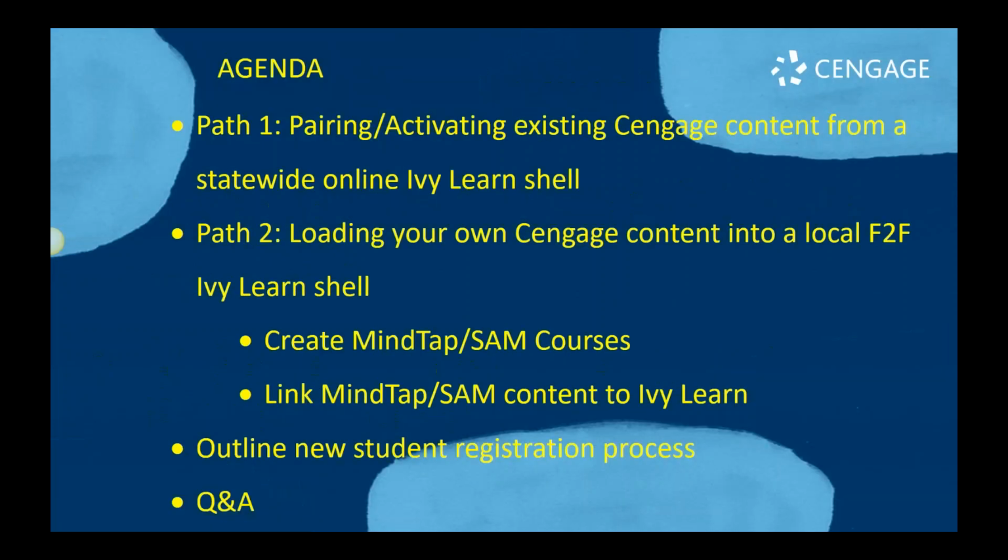So as I mentioned, I'm going to be taking you down the first path, which is activating or pairing existing Cengage content from a statewide online shell that you've adopted. The second path would be loading your own Cengage content into a locally developed face-to-face shell that maybe you're creating. And that's going to consist of first creating your MindTap and SAM courses within Ivy Learn, and then linking to your various SAM or MindTap assignments into Ivy Learn to ensure that the grades sync into the Ivy Learn gradebook.